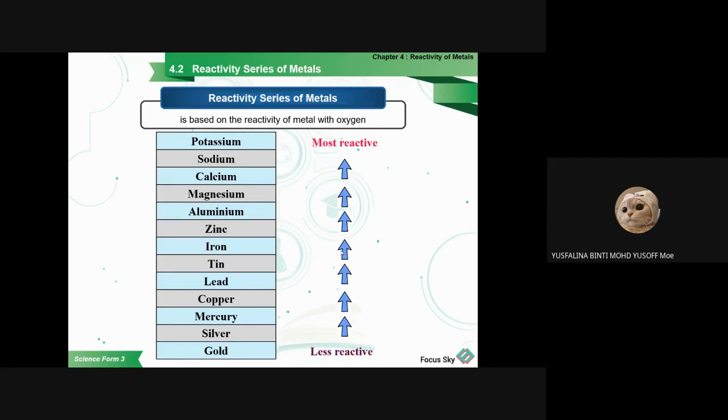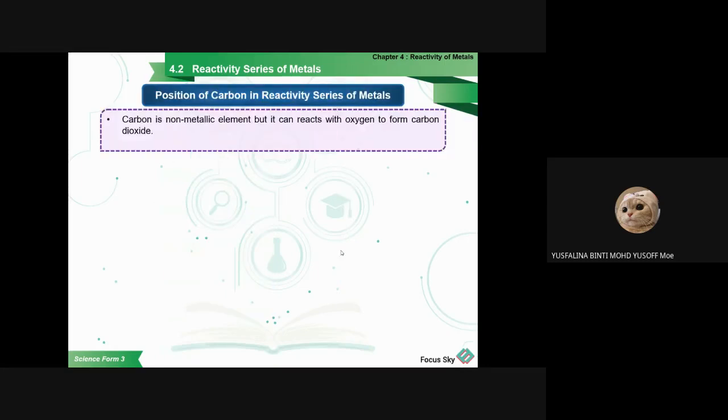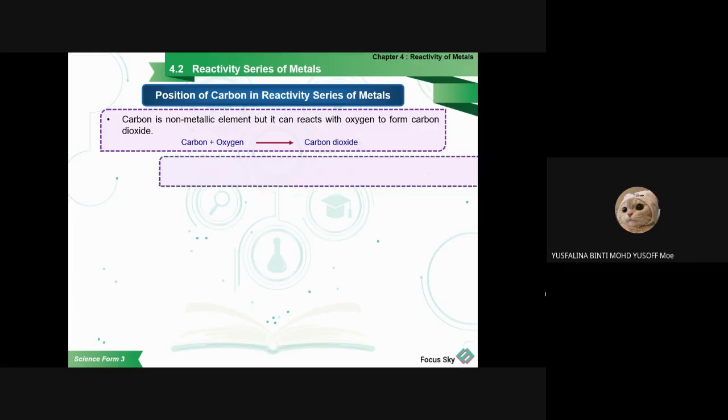Other than that, all of these are metals. So how about carbon or hydrogen? They are not metals, so where are their positions in the series? We will see that after this. First, we see the position of carbon in the reactivity series of metals. Carbon is a non-metallic element, but it can react with oxygen to form carbon dioxide. So carbon plus oxygen becomes carbon dioxide.